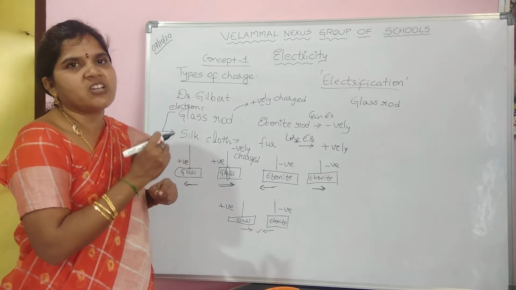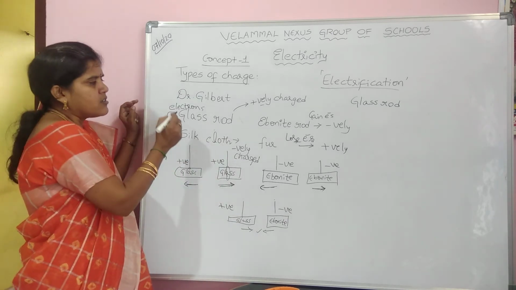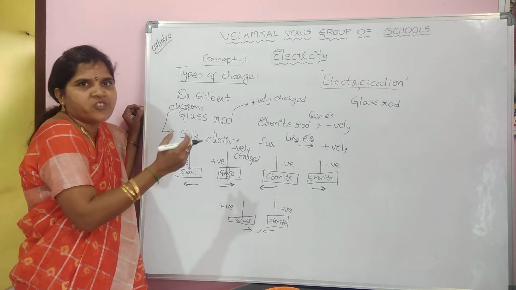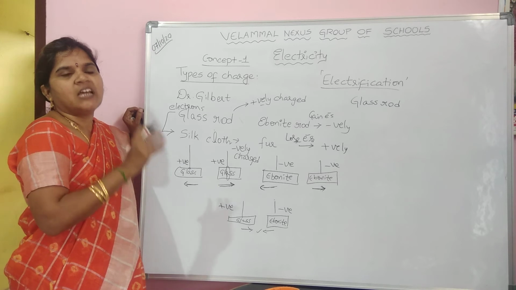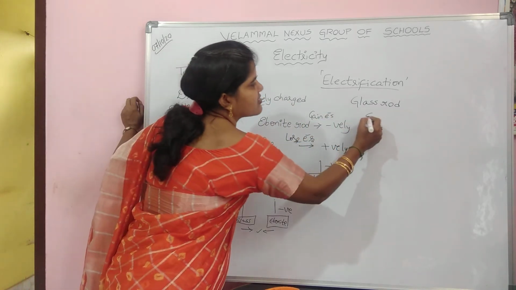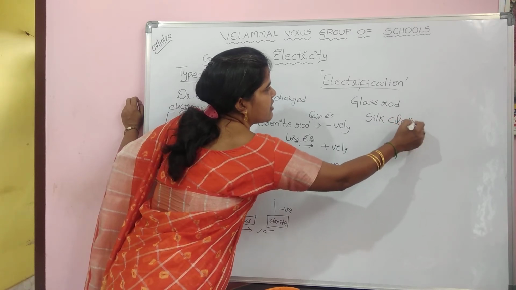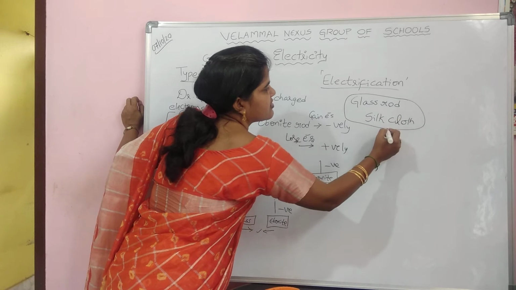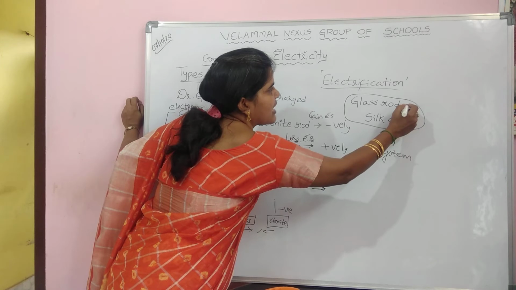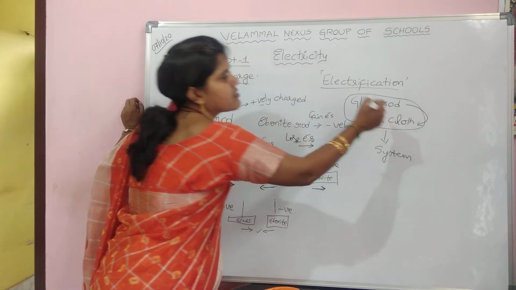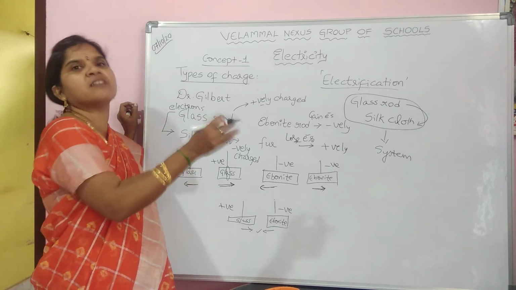You have transfer of charges. But remember, children, listen carefully: the glass rod will lose a certain number of charges. The same number of charges will be gained by the silk cloth. For example, if you consider the glass rod and silk cloth as a set, we call it a system. How many electrons the glass rod loses, that many electrons will be gained by the silk cloth.